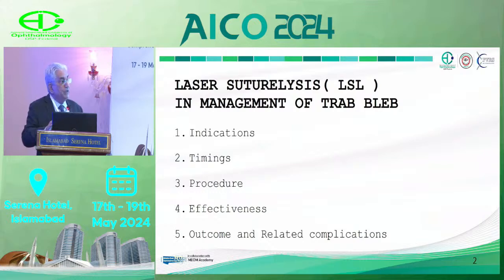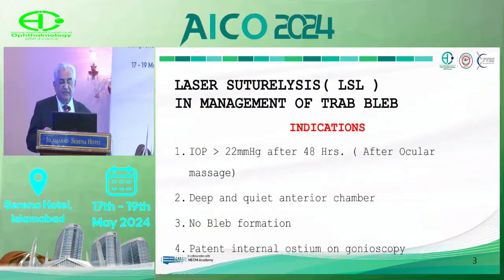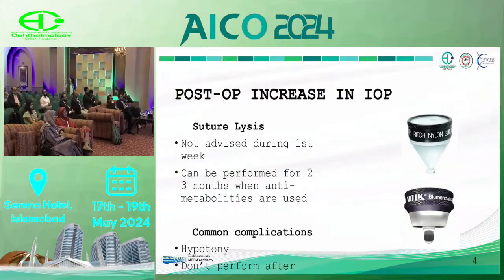So when do you require a suture lysis? Indications, timings, procedure, effectiveness, and outcome and related complications. It's a very simple procedure. The indication is that the intraocular pressure has gone above 22 millimeters of mercury after 48 hours in spite of the ocular massage that you have done. The deep and quiet anterior chamber, no bleb formation, patent internal ostium if you have done a gonioscopy. Then post-operative increase in IOP.